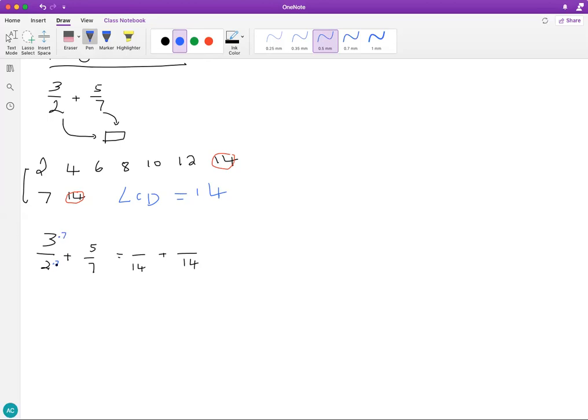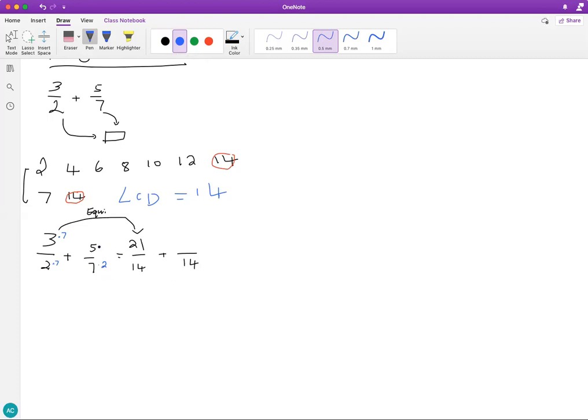Whatever you times top and bottom by the same thing, that's how you get an equivalent fraction. So this turns into 2 times 7, which is 14, and 3 times 7, which is 21. This fraction turns into a new fraction, what we call an equivalent. 3 over 2 and 21 over 14 are called equivalent. Then we go to the other one and do basically the same thing. How do you turn 7 into 14? How many times does 7 go into 14? 2, because 7 times 2 is 14.